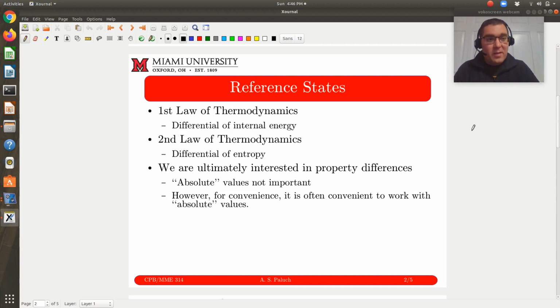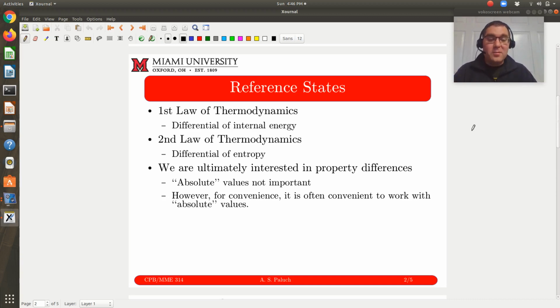Same thing with my definition of entropy for my second law: dS is equal to del Q reversible, or dQ reversible, over T. So it's all about differences. Thermodynamics is all about calculating differences in my properties for a given process, for a given path. And so in thinking about that, absolute quantities really don't matter. So it's all about calculating differences.